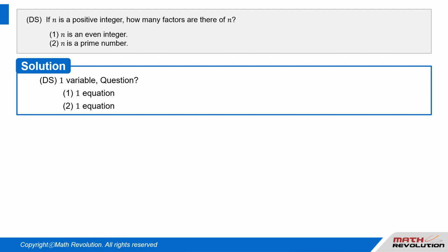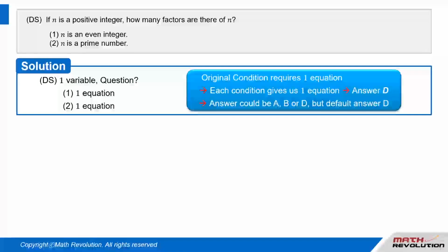Now, one variable would generally require one equation for us to be able to solve for the value of the variable. We know that each condition would usually give us an equation, and since we need one equation to match the numbers of variables and equations in the original condition, the logical answer is D. The answer could be A, B, or D, but the default answer will be D.